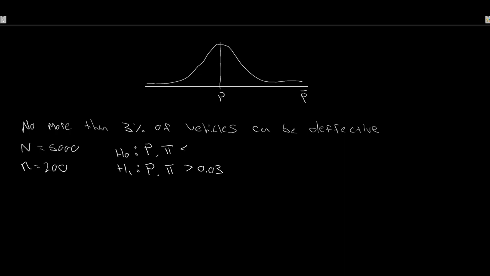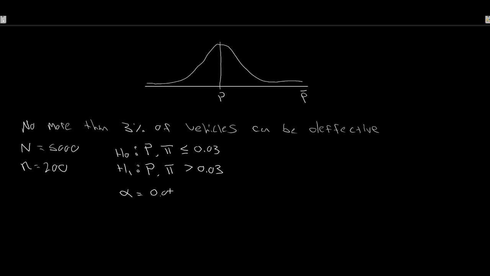My null is no. In fact, they have met their deal. The true population proportion of defective vehicles is 3% or less, right? That is, they've met their contractual obligations. So there would be our null, there would be our alternative. Let's suppose that we want to test this at the, let's say we want to be pretty sure.